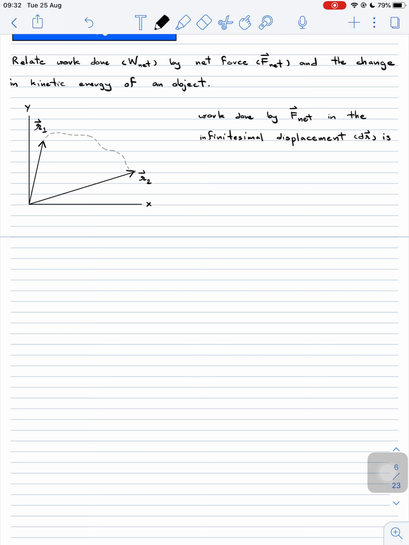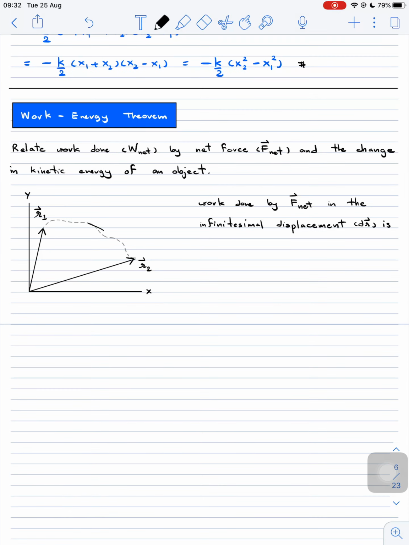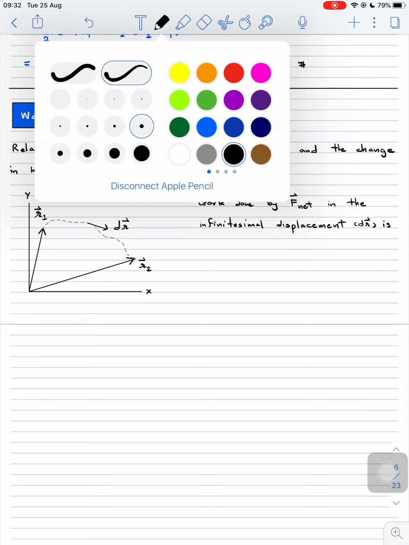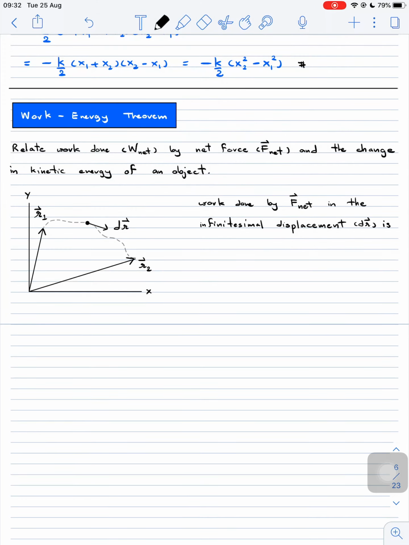So now let's consider just an interval here. Let's say we have this interval with the displacement equal to dr, and the force exerting on this object goes in this direction. This is the resultant force, or the net force, exerting on the object. So now we want to find the work done by the net force, or the resultant force.